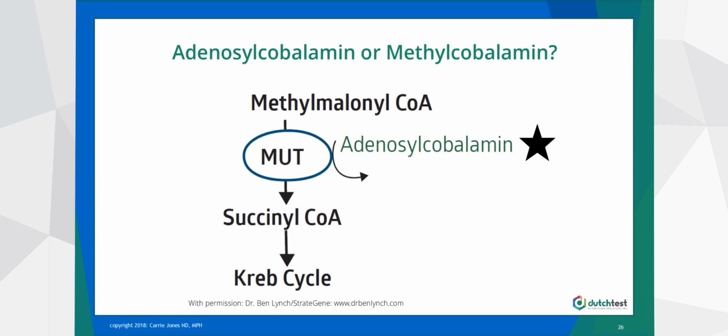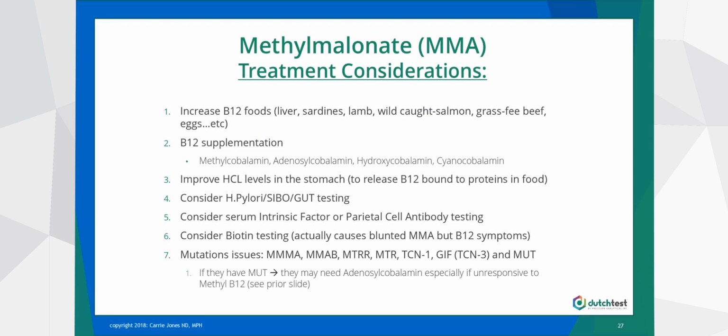Now, people will say, should I use adenosylcobalamin or methylcobalamin? And Dr. Lynch reminded me, he was like, hey, if they have the MUT SNP issue, then methylcobalamin may not work for them, and you may have to just go ahead and give them adenosylcobalamin. Just skip the methyl altogether and go for adenosyl. I was like, that's great for people to know, especially with Krebs cycle issues, especially getting succinyl-CoA to go into the Krebs cycle. So definitely keep that in mind when you're looking at genetics.